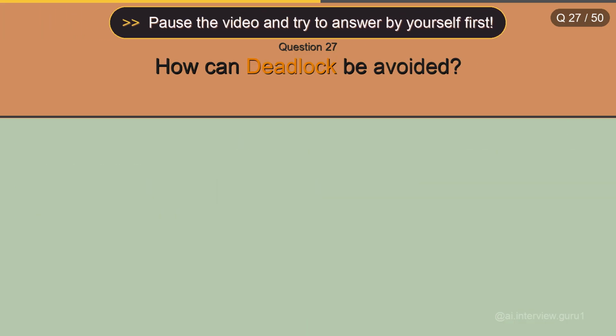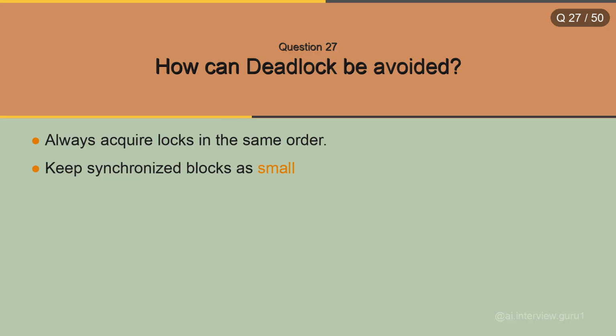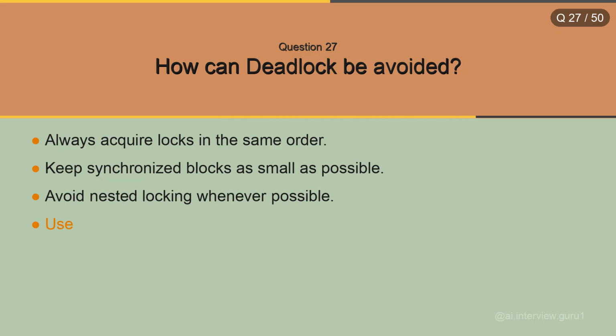How can deadlock be avoided? Always acquire locks in the same order. Keep synchronized blocks as small as possible. Avoid nested locking whenever possible. Use timeout-based locking if available.